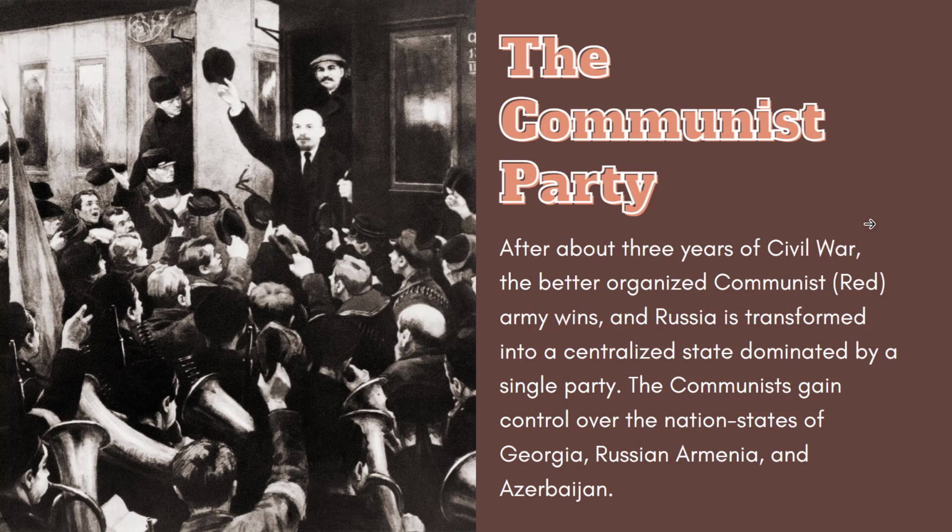The White Army was backed by the Allies, and they were given more materials and so forth to support their cause of anti-communism, because the Allied nations were concerned about the ideals of the Communist Party. However, the Red Army wins, and now Russia is transformed into a strong, centralized, single-party state dominated by the Communist Party. Eventually they also take over nation states such as Georgia, Russian Armenia, and Azerbaijan.